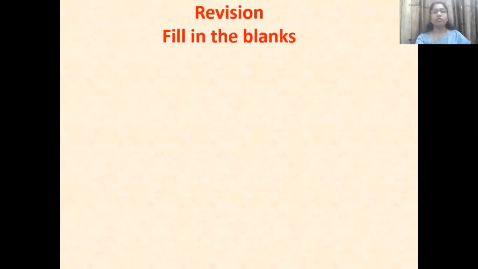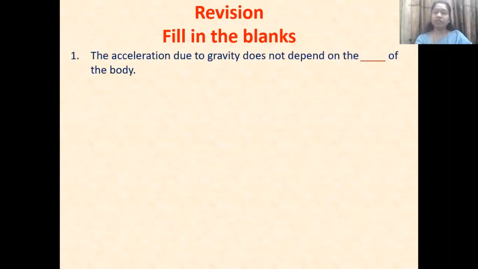We'll now revise the concepts we studied in the form of fill in the blanks. As I ask, you should be ready with the answers and you can jot them down on your paper or keep them in your mind. Let's see these questions. The first fill in the blank: the acceleration due to gravity does not depend on the dash of the body. Can you tell us what the answer can be? Think. Yes, the answer is correct, what you thought. It is mass. The acceleration due to gravity does not depend on the mass of the body.